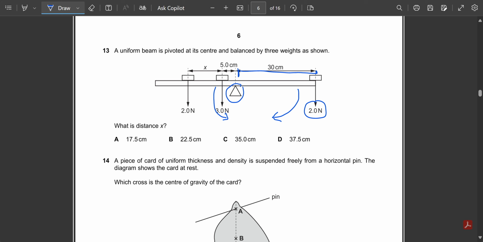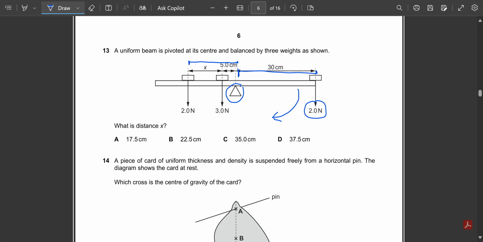So the two forces are applying anti-clockwise movements, this 3 Newton and 2 Newton. But this 3 Newton has a distance from the pivot of 5, while this 2 Newton has a distance from the pivot of x plus 5. You can see this force, if I take the distance of this force, this is x plus 5. So now I've got all the moments.